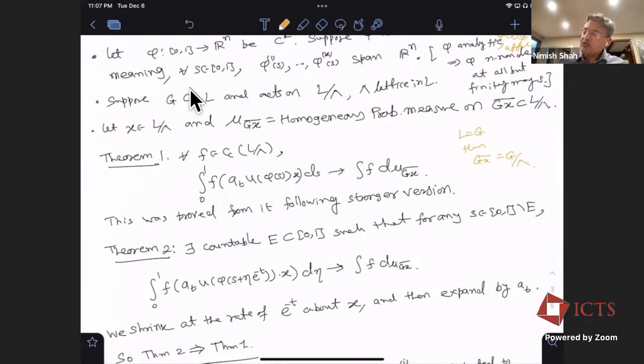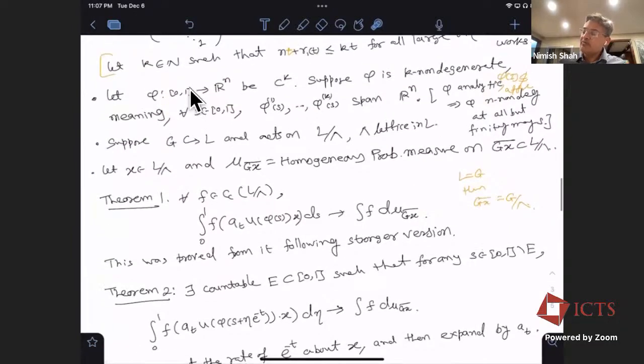And earlier, for analytic curves also, the same theorem was proved in this same form. The only condition we are putting is a weaker condition. It is a C infinity curve or C^K curve, and some non-degeneracy condition is satisfied. It's K non-degenerate, and K can be any large number you want. Okay, so how do we prove this?